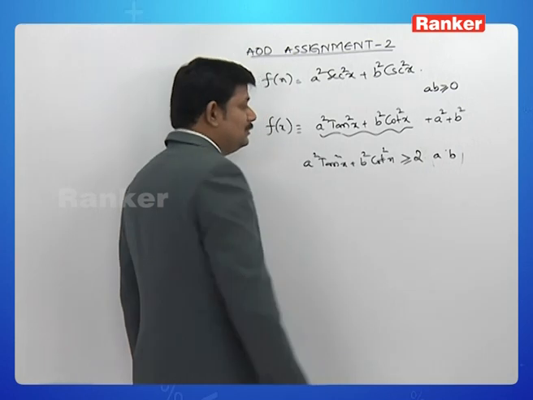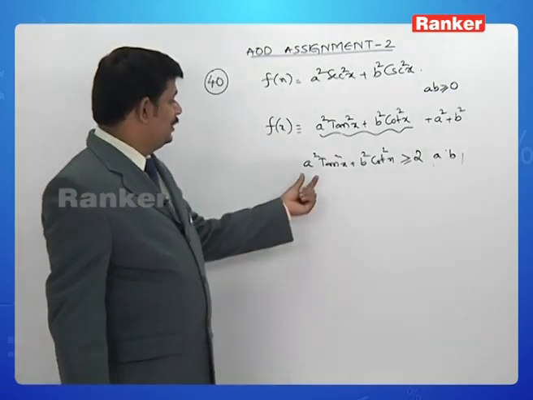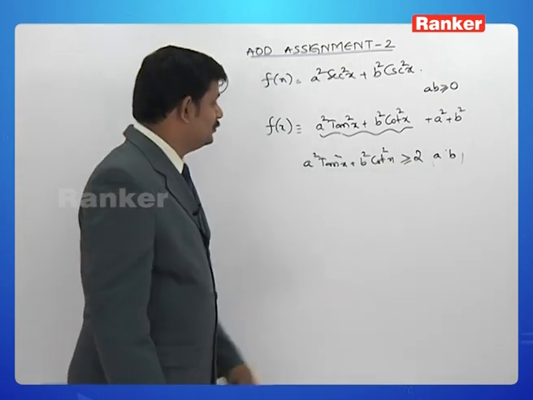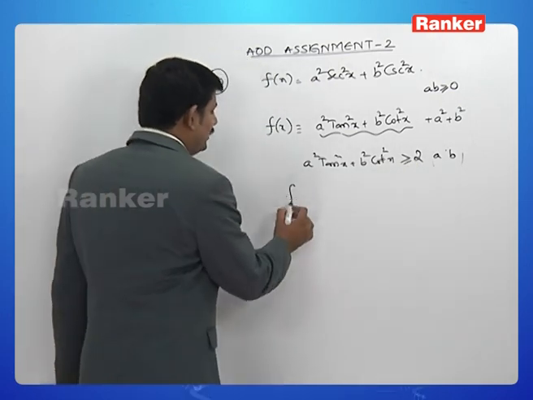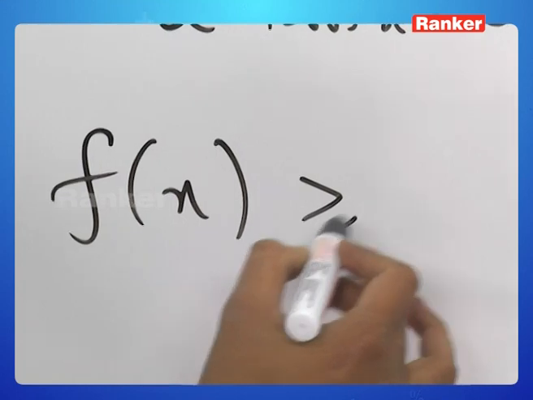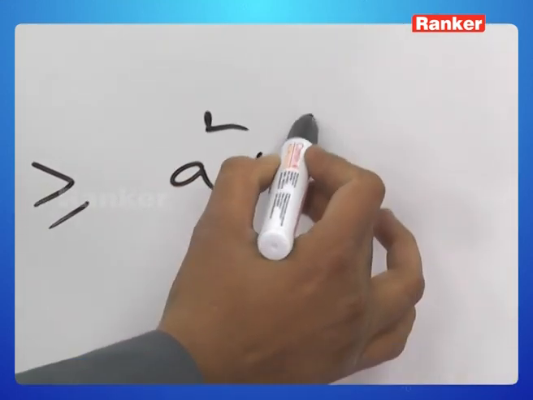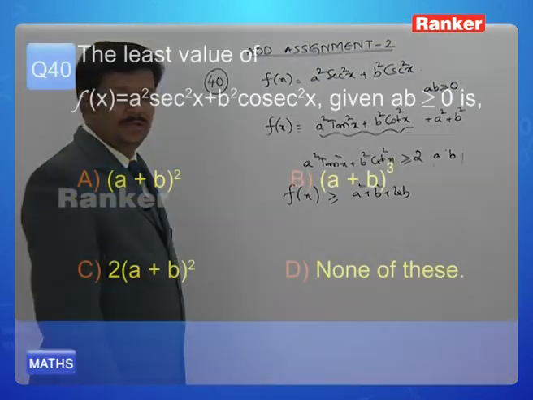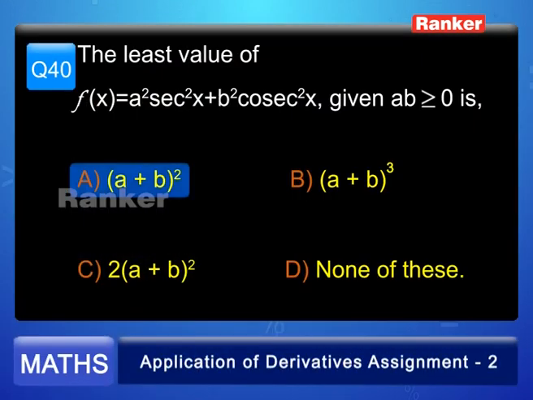As ab is given to be greater than or equal to 0, we can say a square tan square x plus b square cot square x will always be greater than or equal to 2ab. So, f of x will always be greater than or equal to a square plus b square plus 2ab, which is a plus b whole square. So, the least value of f of x is a plus b whole square, which is option A.